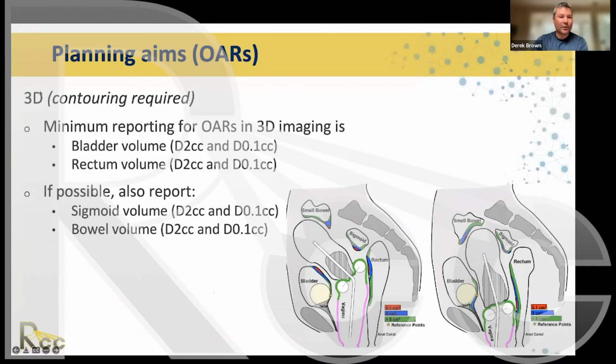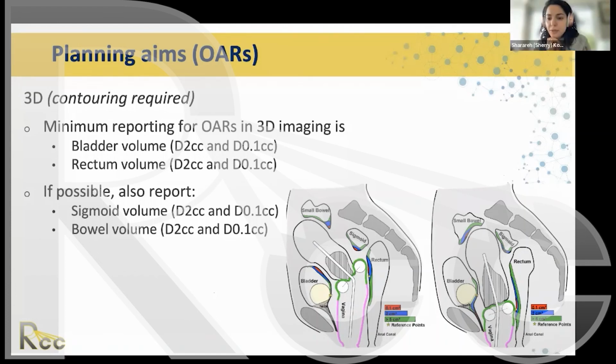When we do have 3-dimensional imaging, contouring, of course, is required. And then we're going to look at our maximum D2cc and D0.1cc for bladder and for rectum. And then we're going to track those across all of our fractions, add those to our external beam dose, and then we'll get our total dose to those volumes. And that's what's going to allow us to determine whether or not those organs at risk, bladder, rectum, and sigmoid, are getting too much dose or not. And we're going to change our plan based on that.